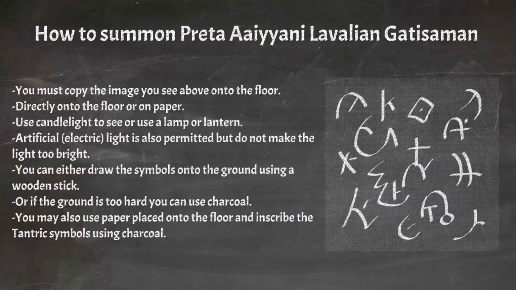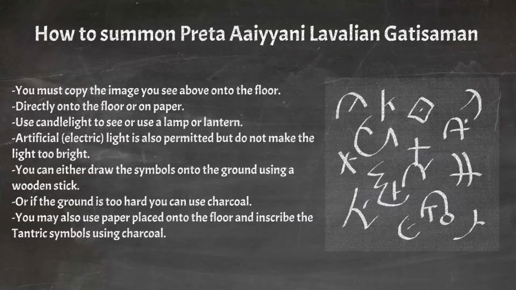This can be done directly onto the floor or on paper. This can also be done using candlelight to see, or using a lamp or lantern. Artificial electric light is also permitted, but do not make the light too bright. The method of copying can be done in a few ways that are traditional to various Aaiyanist schools.